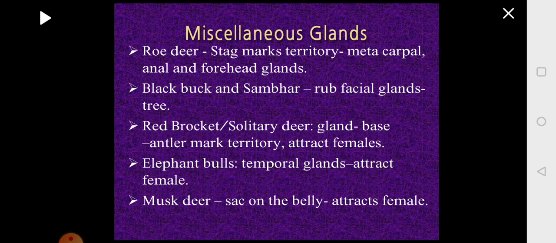In elephants, the bulls, that is the males, have glands on the temporal region secreting a pheromone to attract the female elephants. Musk deer has glands on the region of the stomach which secrete a pheromone to attract the females.